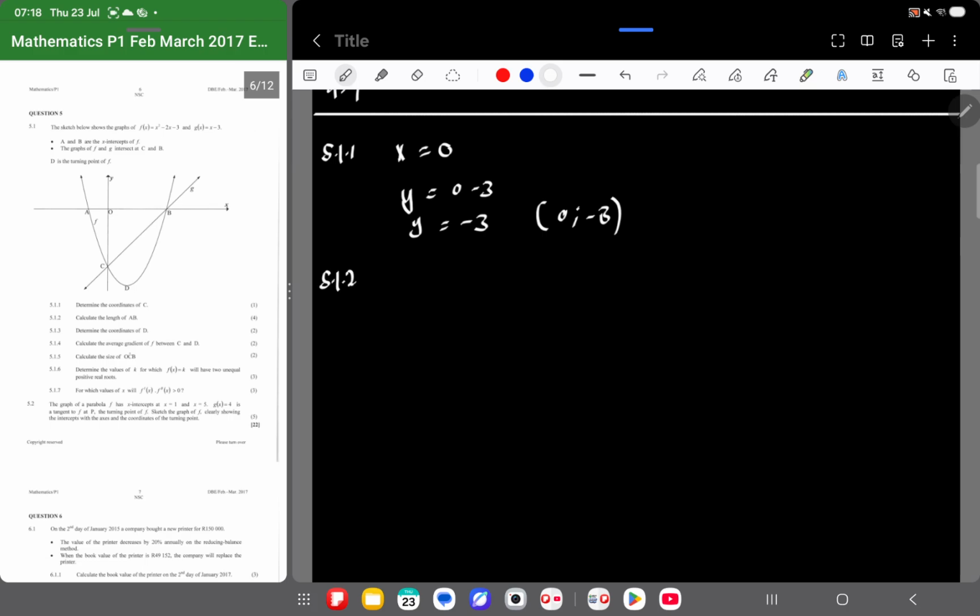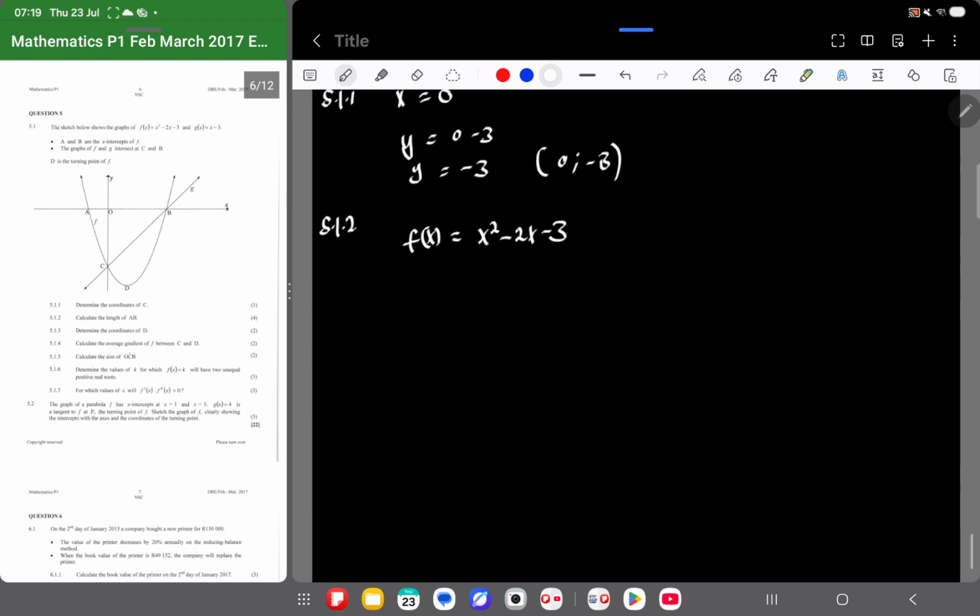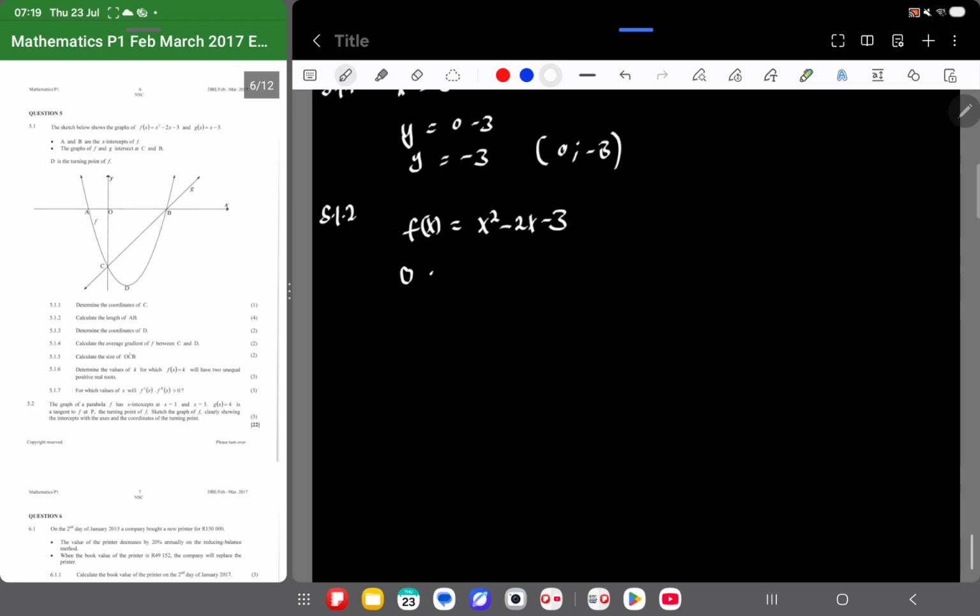5.1.2. Calculate the length of AB. To get the length of AB, it's on the x-axis, so the coordinates of A and B are the x-intercepts of the graph of f of x. So let's set f of x equal to 0. f of x is x squared minus 2x minus 3. Set that equal to 0: 0 equals x squared minus 2x minus 3. We can factorize this.